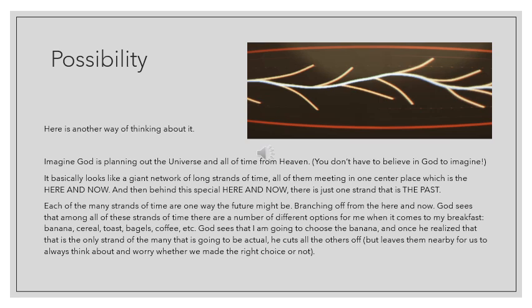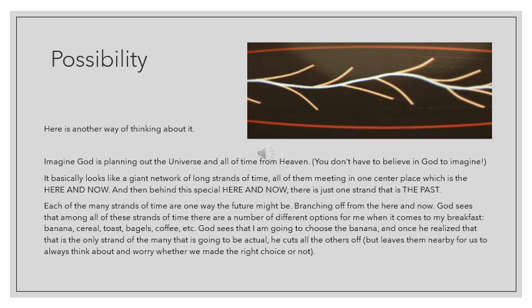And God sees that among all of these strands of time, there are a number of different options. So, say for me, when it comes to my breakfast, one of the strands is banana. One is cereal. One is toast. One is bagel. Maybe just coffee. But God sees that I'm going to choose the banana, right? And then I choose the banana.